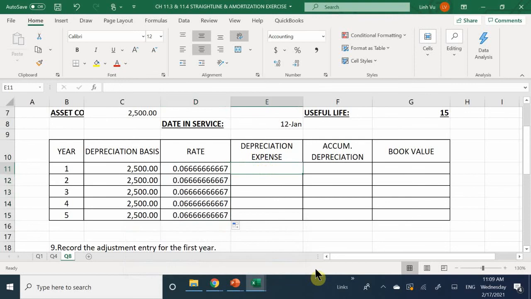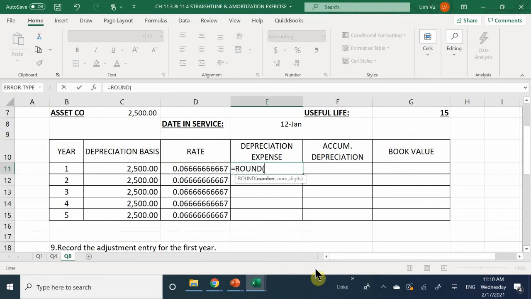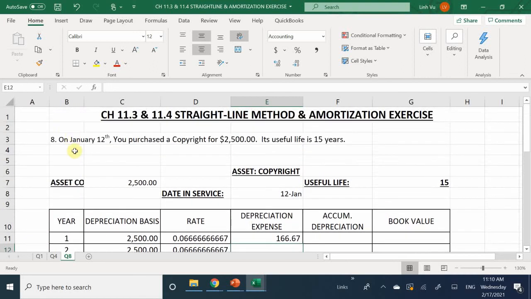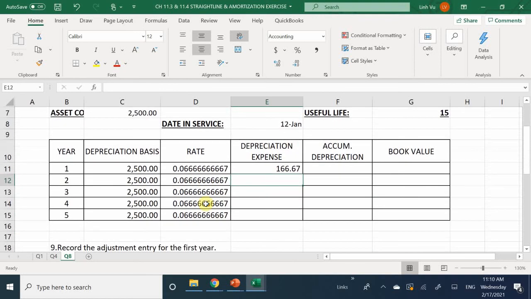And then lastly, the depreciation expense. What is my depreciation expense? In this case, I'm going to use my equal round. $166.67 or 167. Yes, 166.67. And because it's the same concept as straight line, you can assume that every year, assuming that the depreciation is done every year, and we place into service as of January 12th, meaning we're covering the first year, we can safely assume that the depreciation expense, or in this case, amortization, is going to be the same every year.